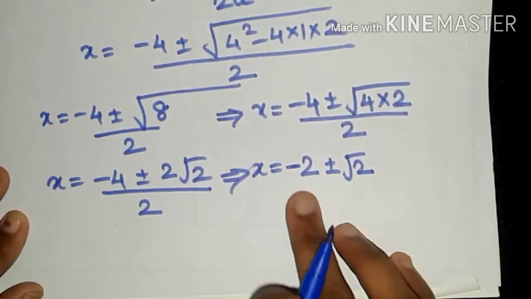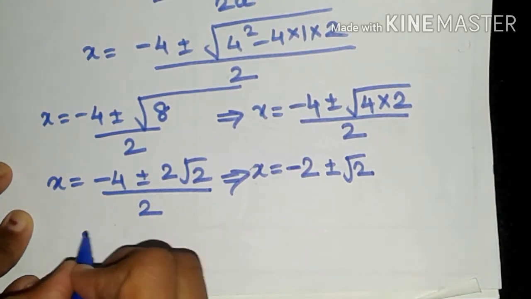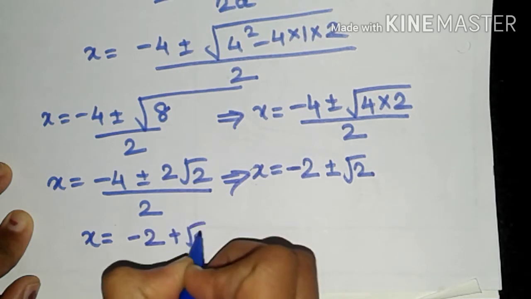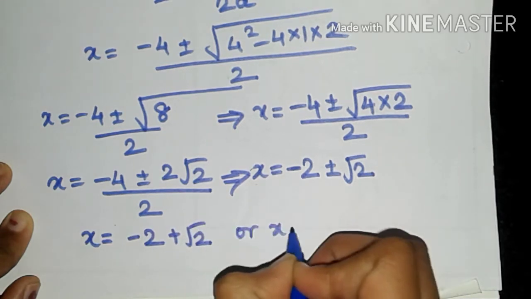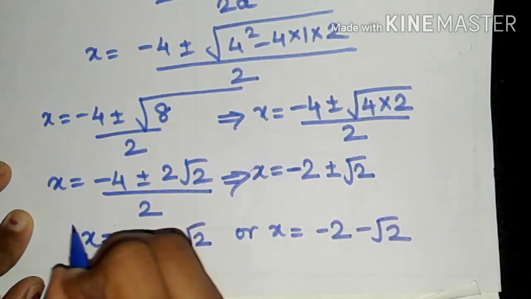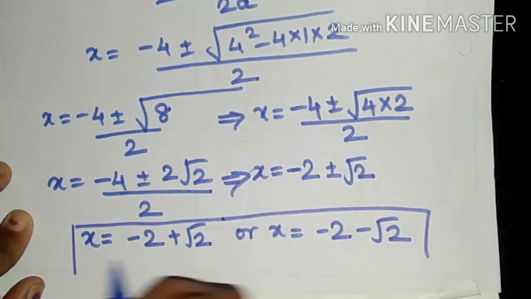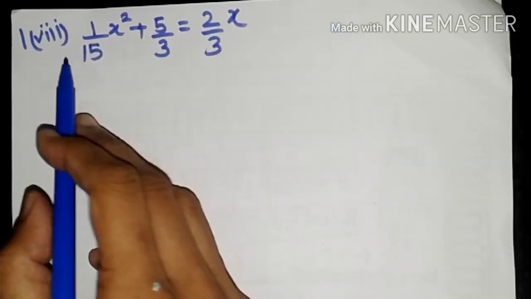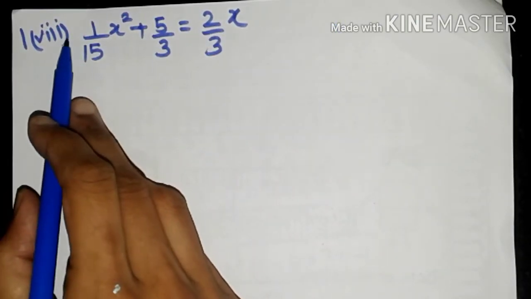So when I remove the plus and minus and write it separately, I will get x is minus 2 plus root 2, or x is minus 2 minus root 2. These are the 2 values of x for the given quadratic equation. This is the 8th part of the first question.